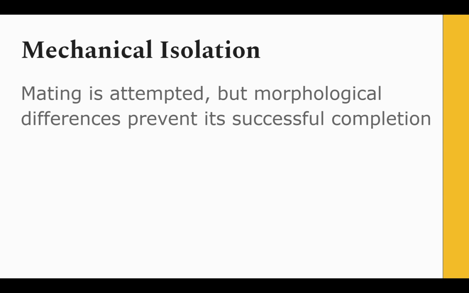So something physical happens that prevents mating from occurring. So that is mechanical isolation. If that happens eventually, with the right-handed snails and the left-handed snails, or right-shelled and left-shelled snails, they eventually are so separated that they become two different species. That's mechanical isolation.